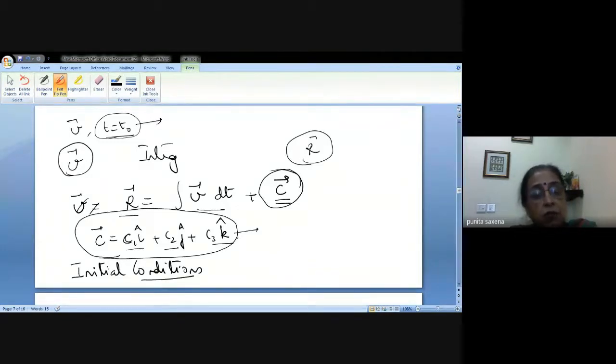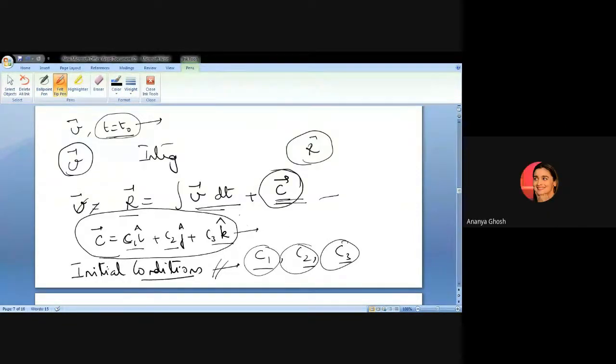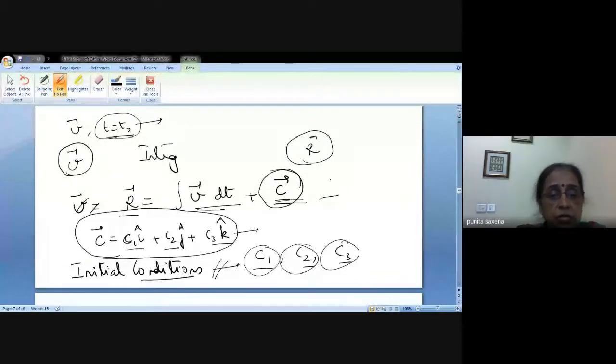So once we have integrated and obtained a general integral with the constant of integration involved, we use the initial conditions. These initial conditions will help us find the values of C1, C2, and C3. Once you find these values, you can substitute them here and get the answer. But mind you, C1 to C3 are the general constants. The conditions under which we find C1, C2, C3 are the initial conditions.